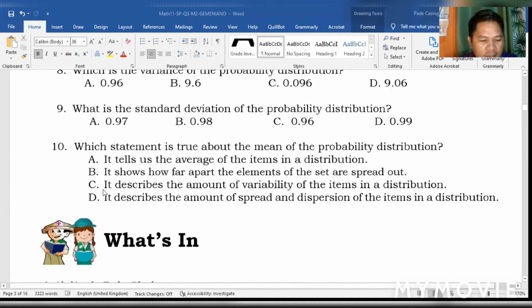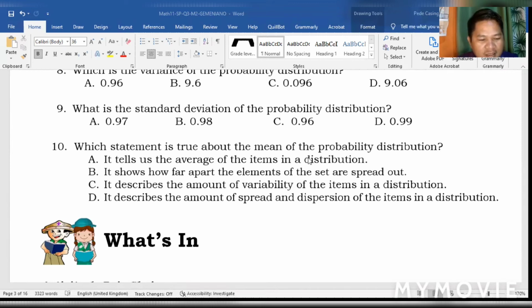And number 10, which statement is true about the mean of the probability distribution? A, it tells us the average of the items in a distribution. B, it shows how far apart the elements of the set are spread out. C, it describes the amount of variability of the items in a distribution. Or D, it describes the amount of spread and dispersion of the items in a distribution.